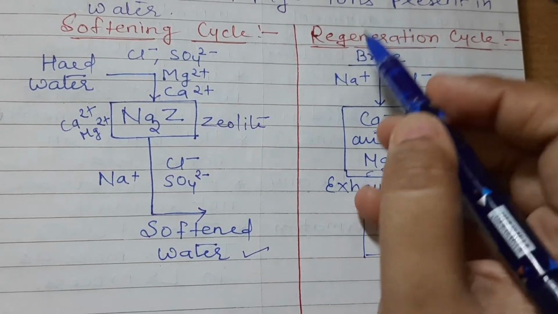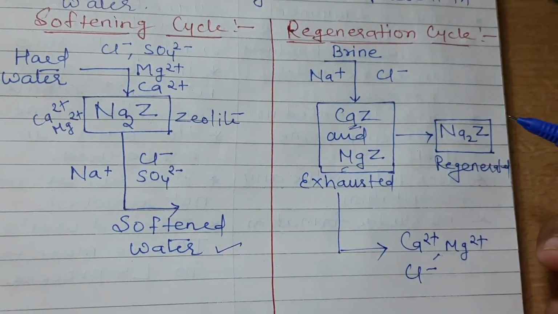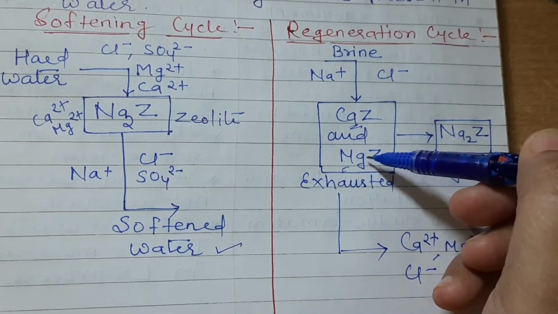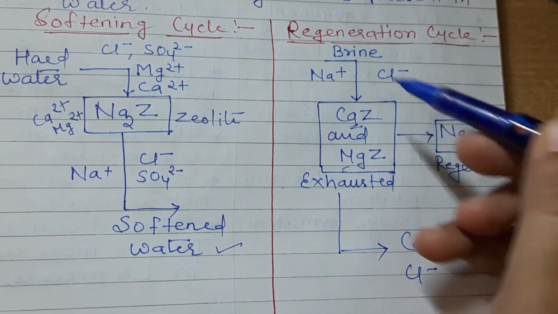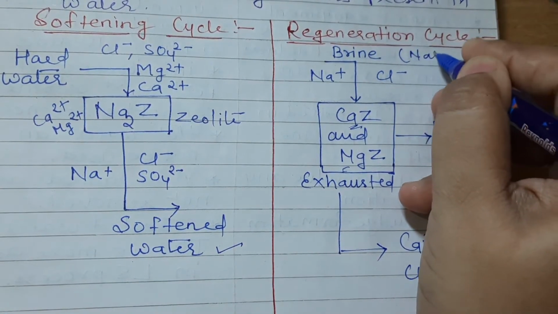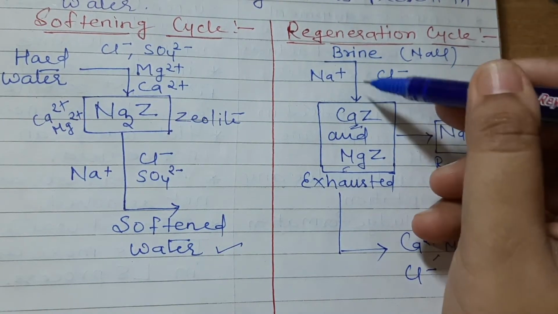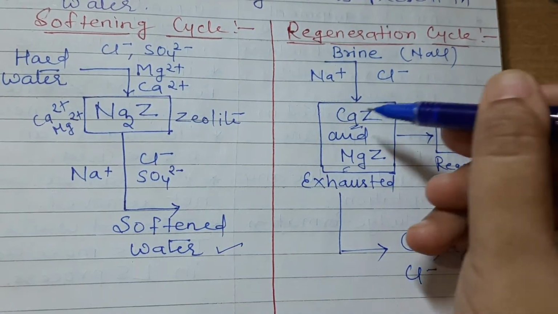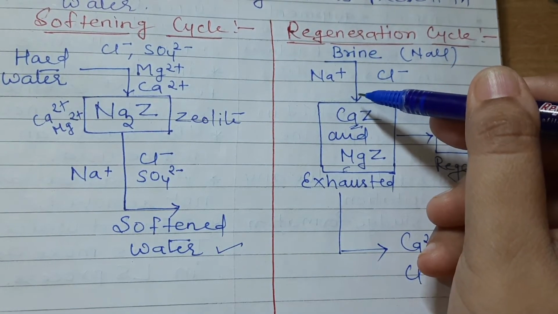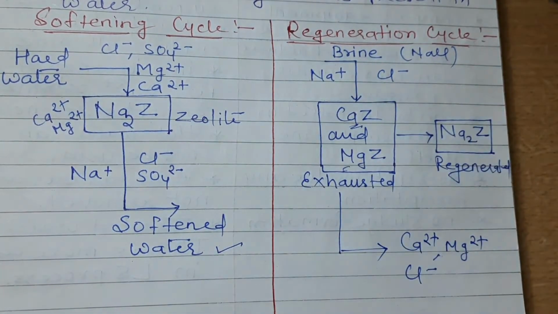So now we have to regenerate the zeolite. What is the process of regeneration? How can we regenerate the zeolite? Since the calcium and magnesium ions present in the zeolite are reversibly exchangeable, we pass brine through the zeolite. Brine is a concentrated solution of NaCl, sodium chloride. So when you pass brine through the zeolite, again the calcium and magnesium ions are exchanged with the sodium ions, but now the process is reversed. Now the sodium ions come inside the zeolite and calcium and magnesium ions come into the solution.